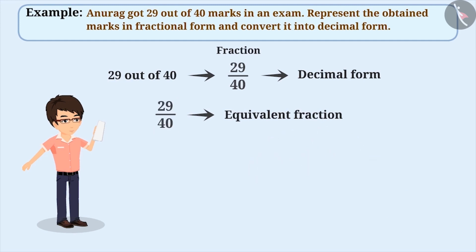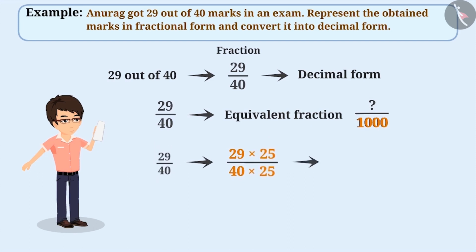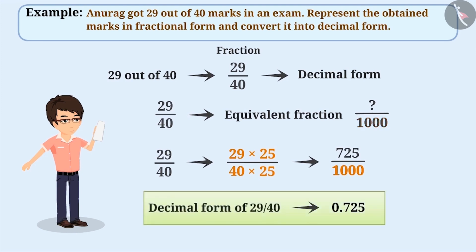Let me tell you, we cannot make the denominator of 29 by 40 as 10 or 100 by any way. But if we multiply the numerator 29 and the denominator 40 of 29 by 40 with 25, then we can get an equivalent fraction of 29 by 40 as 725 by 1000, whose denominator is 1000. Now, we can write 725 by 1000 as 0.725. This is the decimal form of 29 by 40.